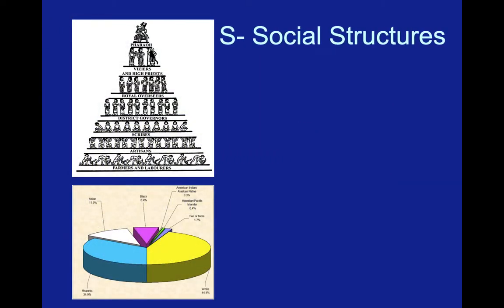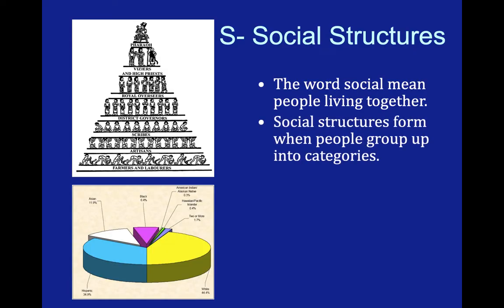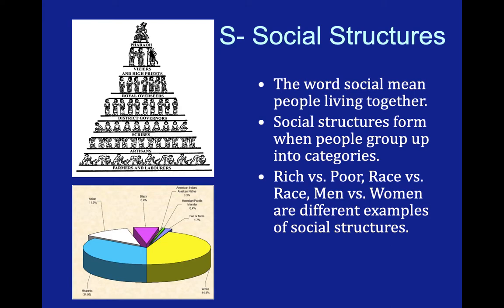Lastly, we have S, and S stands for social structures. The word social means people living together. So when we're talking about social structures, we're talking about groups that form and end up putting people into different categories. Throughout history and throughout the development of early civilizations, we're going to see a lot of examples of social structures that have rich versus poor, race versus race, men versus women.